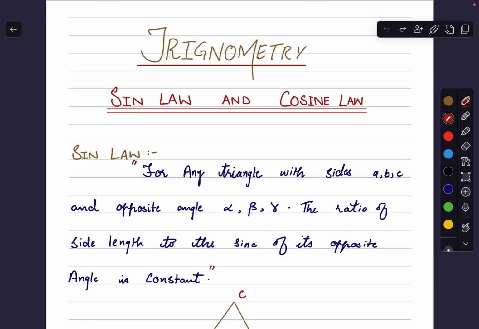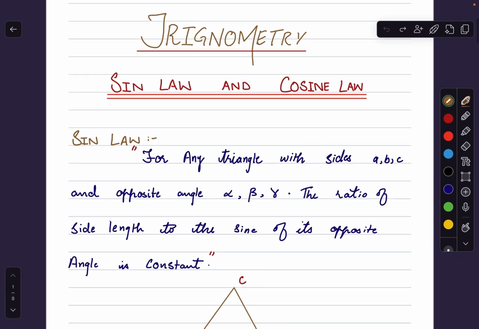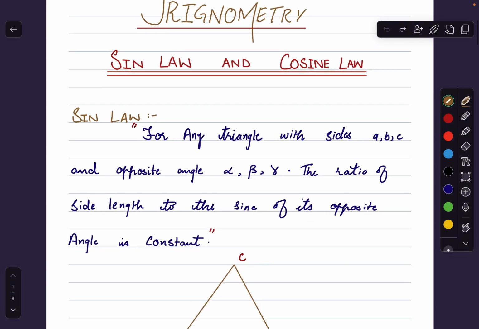In this video, we are going to continue with trigonometry. We are going to cover the sine and cosine law that are very important in IGCSE and GCSE math. After covering the topic, we'll cover some past paper questions that have appeared in recent past papers. Starting with the sine law.